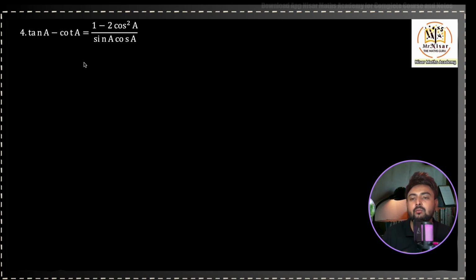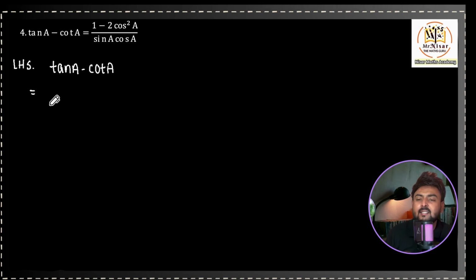In the next question we have tan a minus cot a is equal to 1 minus 2 cos square a upon sine a into cos a. Okay, again we'll take left hand side. So what we have, tan a minus cot a in the left hand side. Now children, tell me tan a means what? Try to convert it in sine and cos. Again, see, many questions will be in this form only. So tan a will be sine by cos.